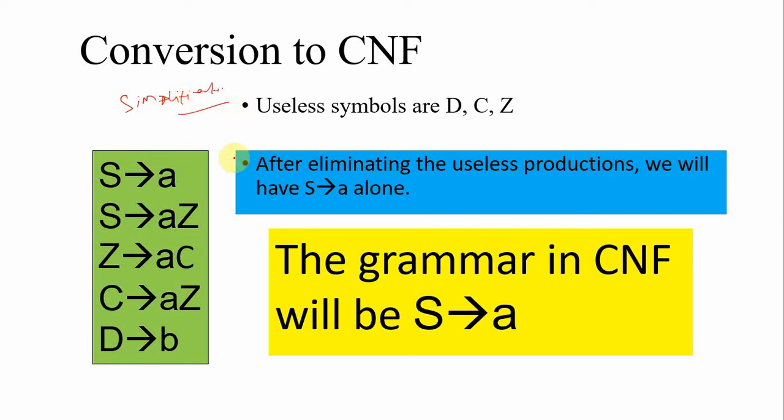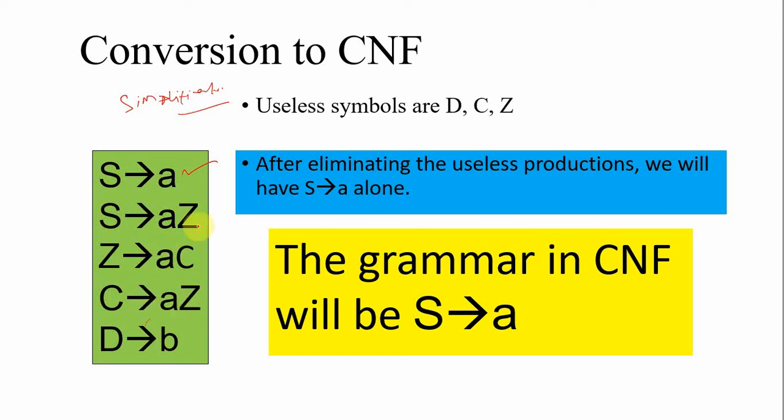While simplifying, we will identify the useless symbols. What are the useless symbols? If a variable is not appearing on the right hand side. But all the variables are appearing in the right hand side. If you look at it, S gives A, no problem. S gives AZ, fine, it is connected with Z. Z gives AC, yes, fine. C gives AZ, yes, all variables are reachable.